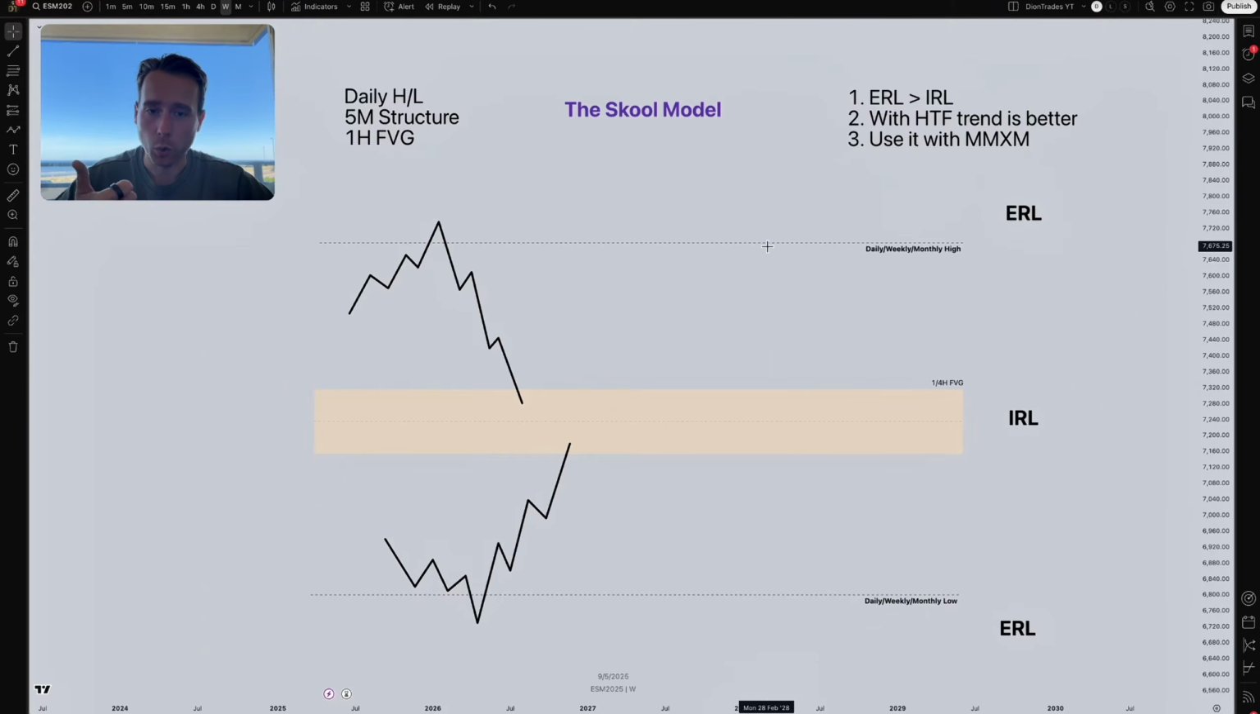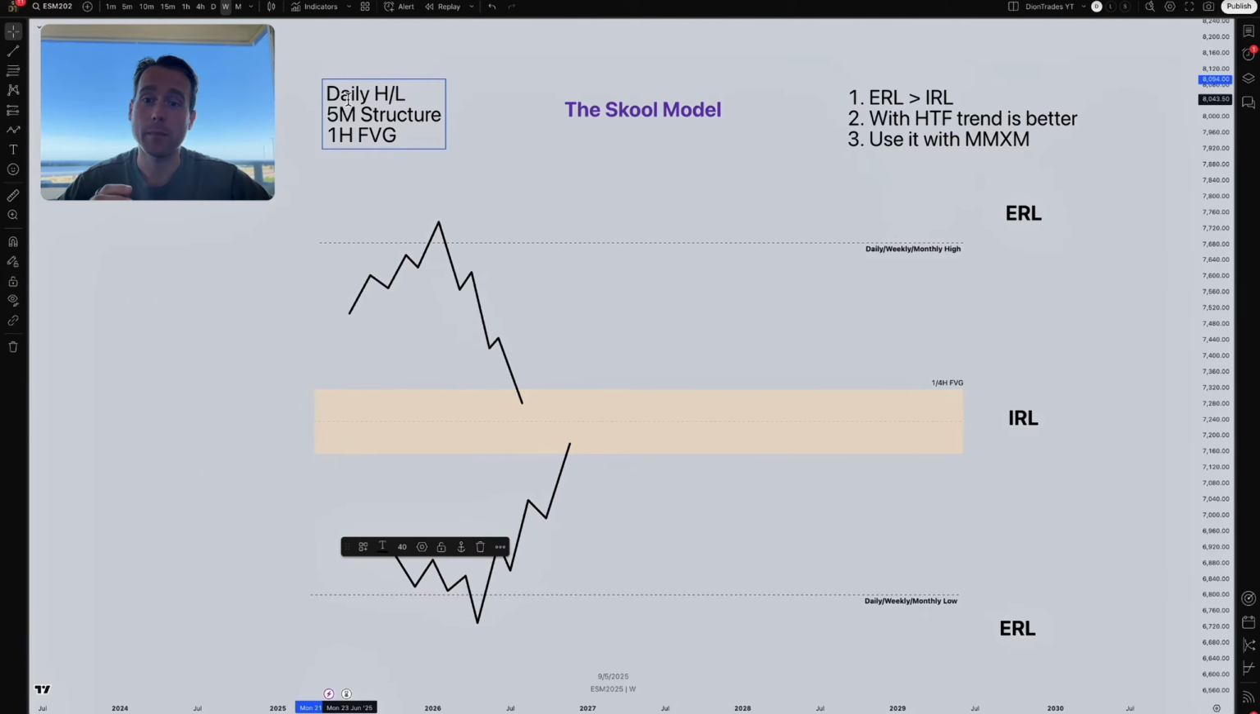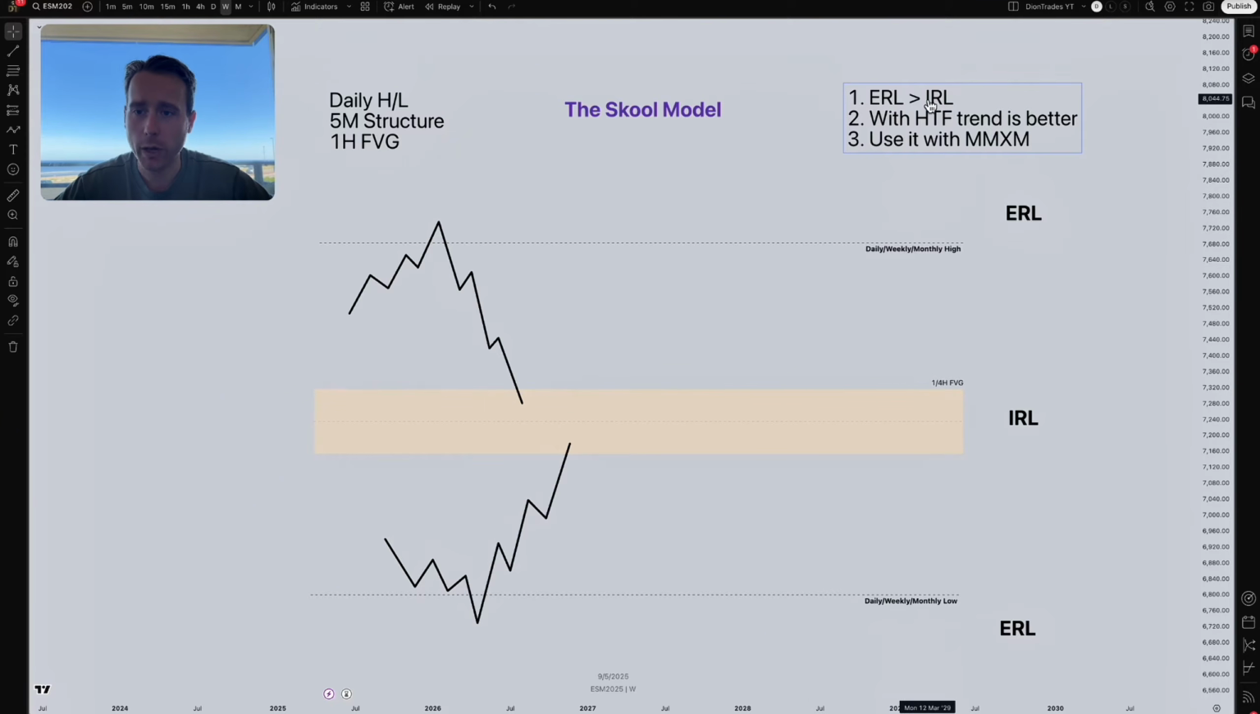You can also use weekly highs and lows, monthly highs and lows, and instead of a 1 hour fair value gap, you can also use a 4 hour fair value gap, but the core model is this, and you can mix and match to see which one fits your trading style the most. And a few extra notes here. We go from external range to internal range liquidity. That means you are trading from an all high to a fair value gap. Most of the time that is counter trend, making it lower probability.